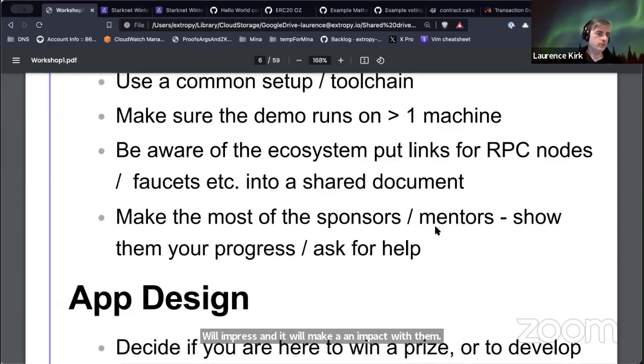So it's really going to help the final results if you work as closely with the sponsors or the mentors as you possibly can.